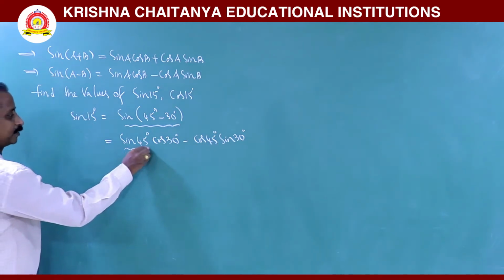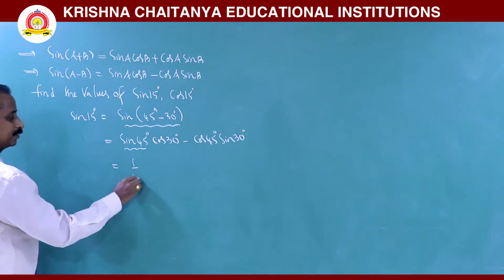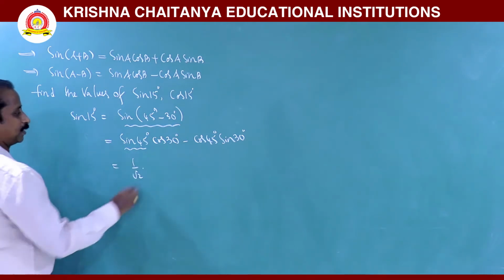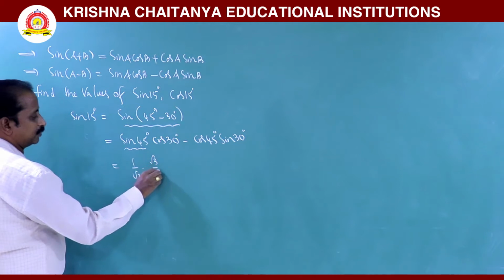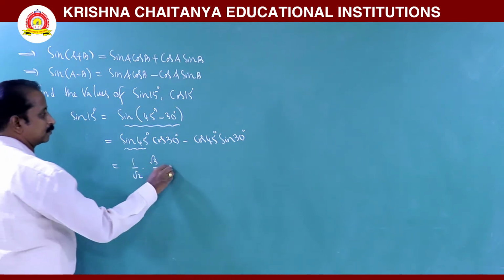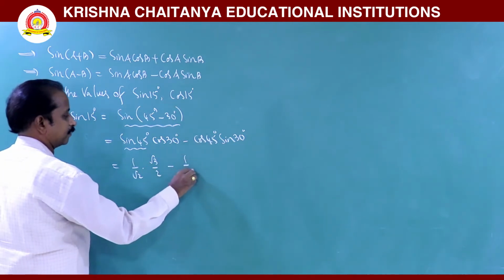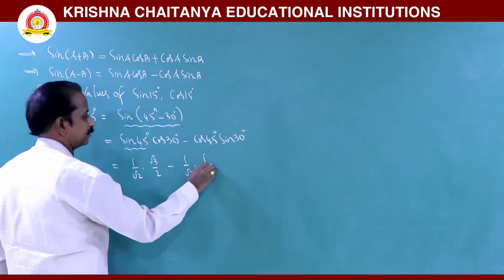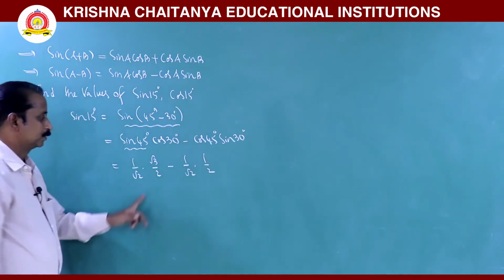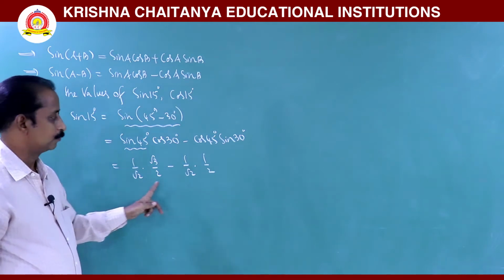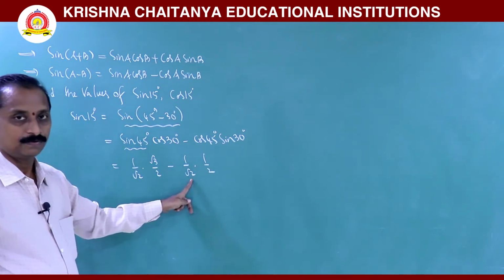What is sin 45? 1 by root 2. Cos 30, root 3 by 2. Cos 45, 1 by root 2. Sin 30, 1 by 2. 2 into root 2, 2 root 2, again 2 into root 2, 2 root 2.